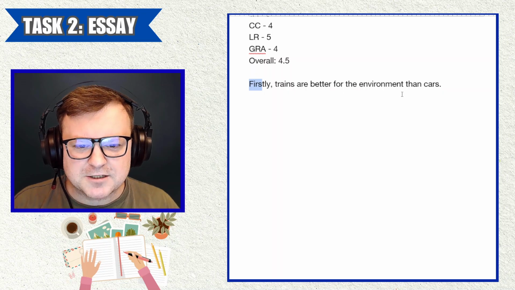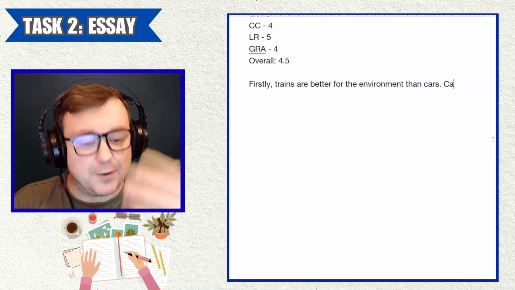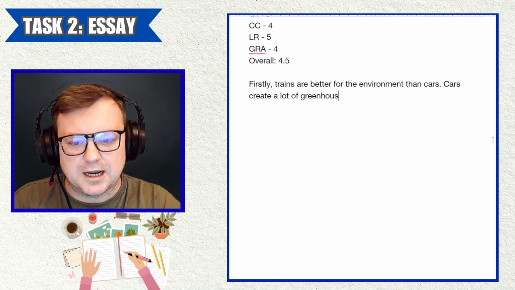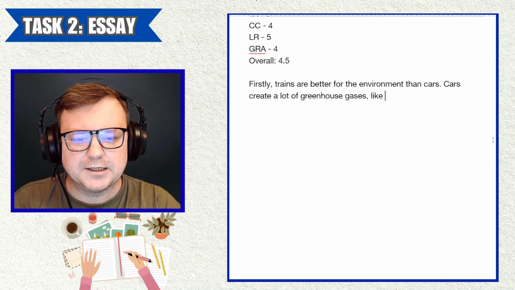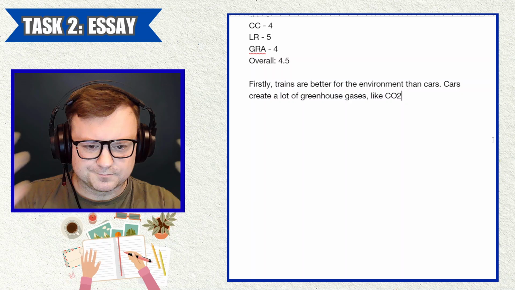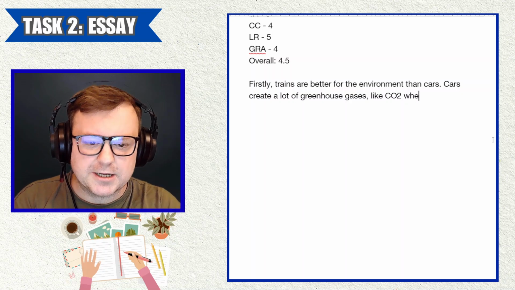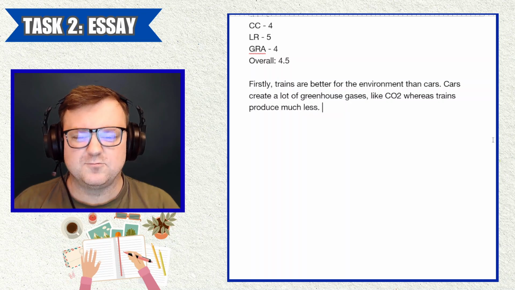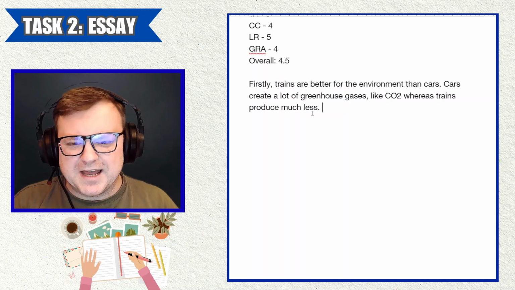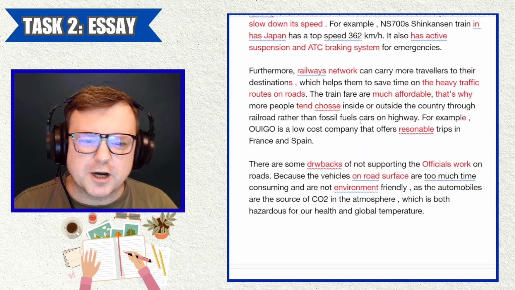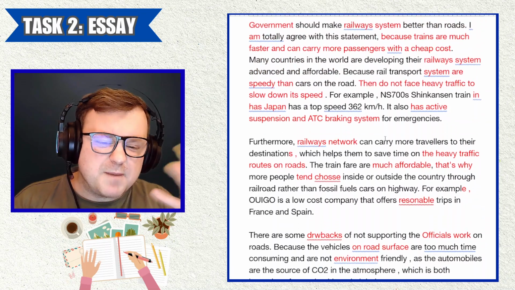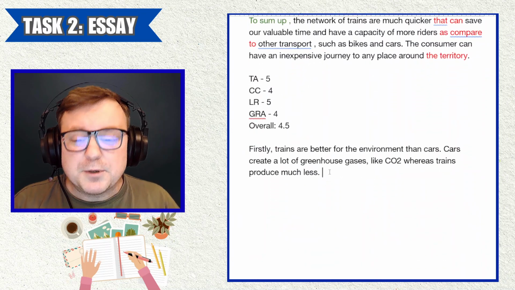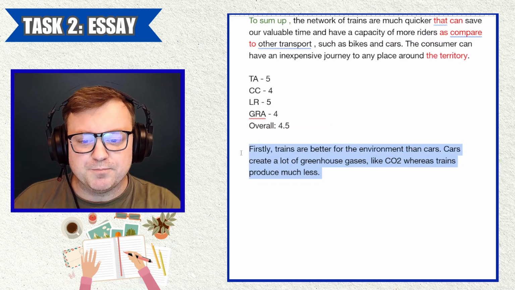Firstly, trains are better for the environment than cars. Now I can explain this. Cars create a lot of greenhouse gases, like CO2. So I'm explaining this. Whereas trains produce much less. These are just simple bits of language. And I feel like maybe, because it's an IELTS essay, you're trying a little bit too hard to use difficult language, and maybe that's why the coherence breaks down. I don't know. But you have to find a way to make your language much, much simpler.